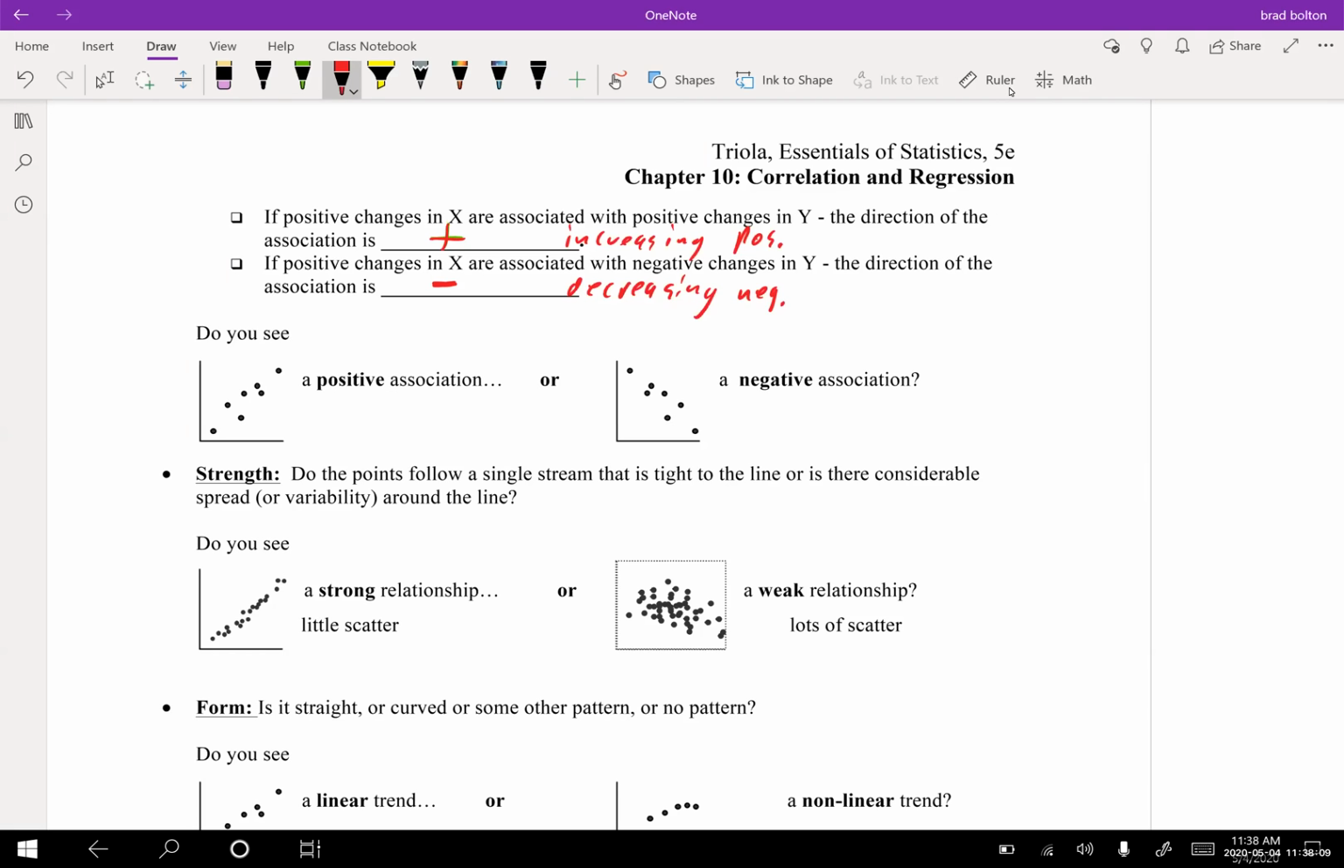So in this problem here, you see that we have the X's going in the positive direction, as are the Y's. And so this gives us a positive association. The X's are still going in the positive direction, but now the Y's are not. That means we have a negative association, okay?